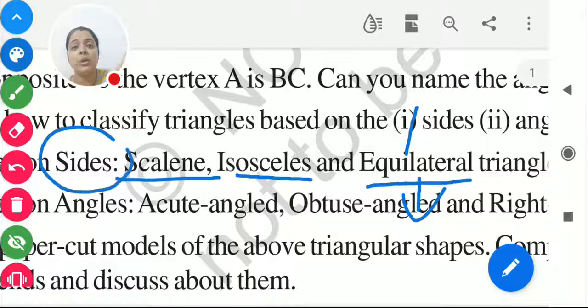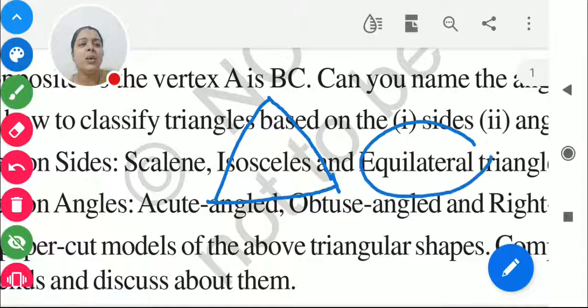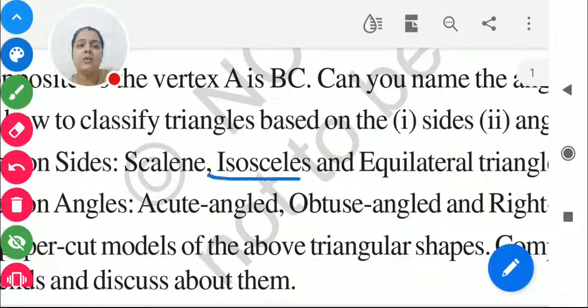As we are talking about these sides, it is having equal sides, right? The length of all the sides is going to be the same. So when we take a triangle which is having all the sides equal, means the length of all the sides is similar, we call it an equilateral triangle. Okay.